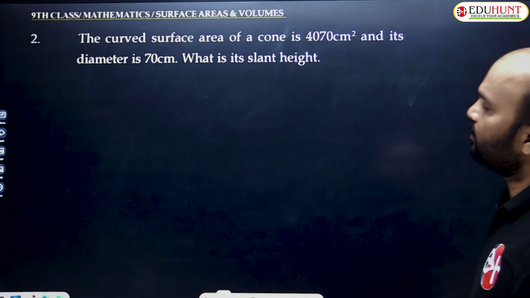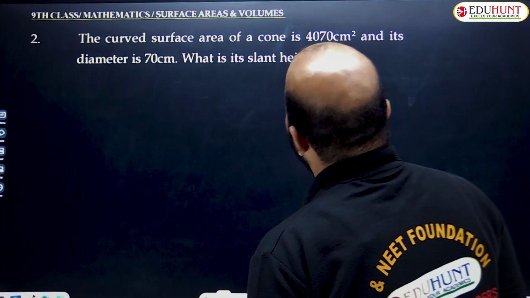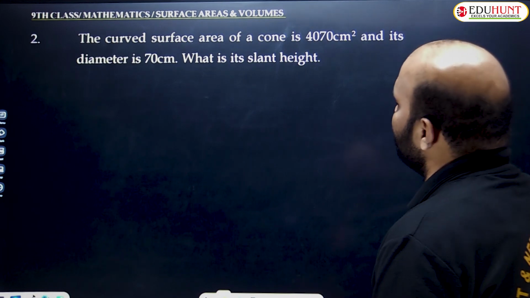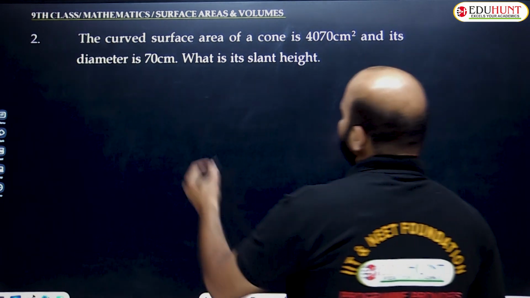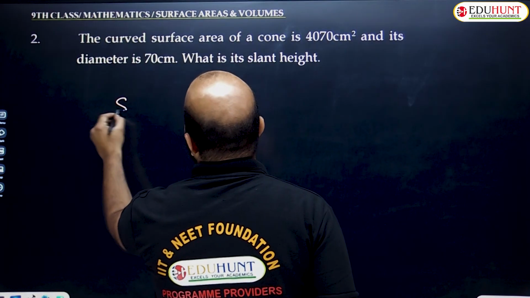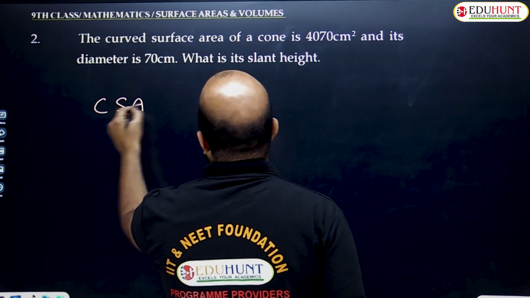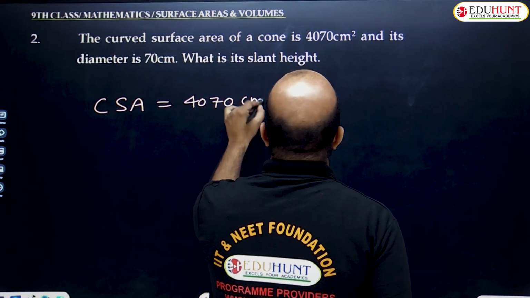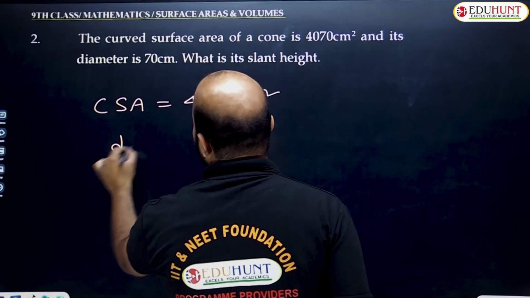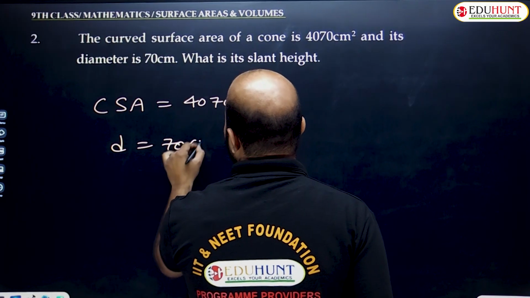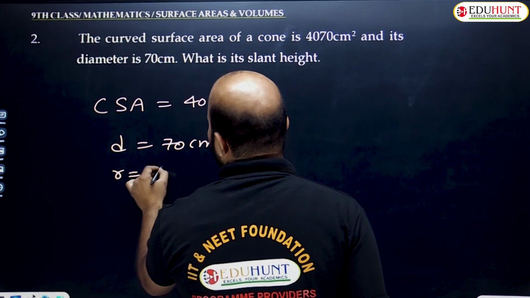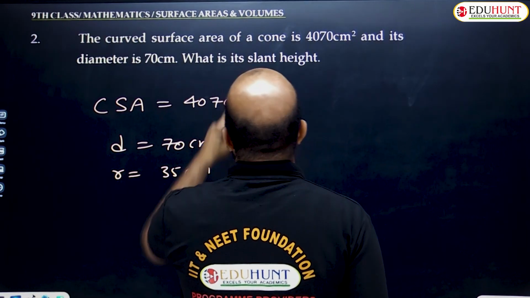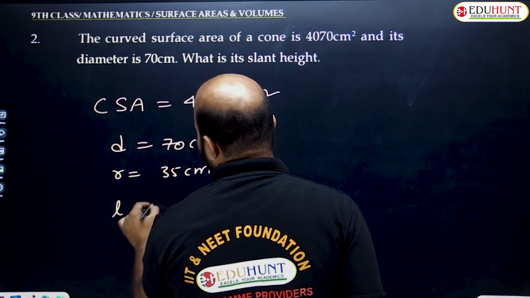Let's go to question number 2. The curved surface area of a cone is 4070 square centimeters and its diameter is 70 centimeters. What is the slant height? The curved surface area is given as 4070 square centimeters and the diameter d equals 70 centimeters. The radius is half of the diameter, that is 35 centimeters. The question asks for the slant height, which is L.